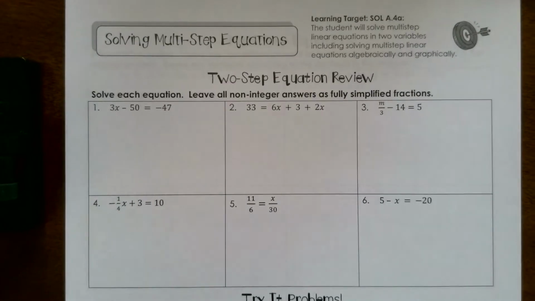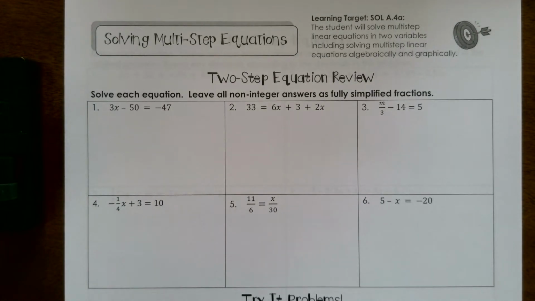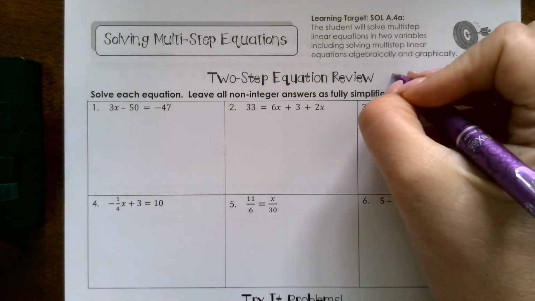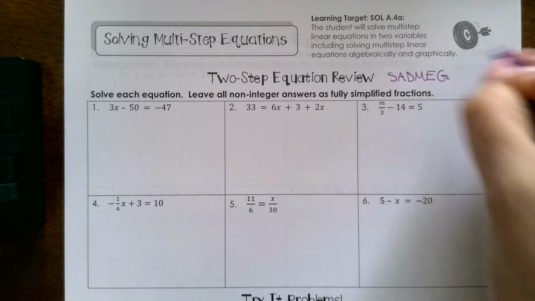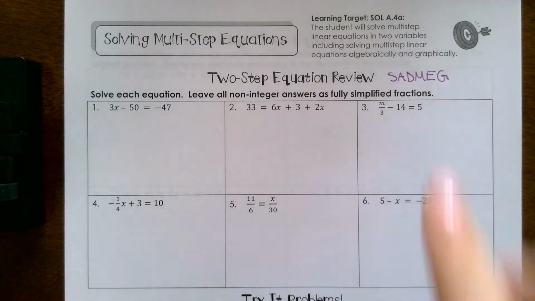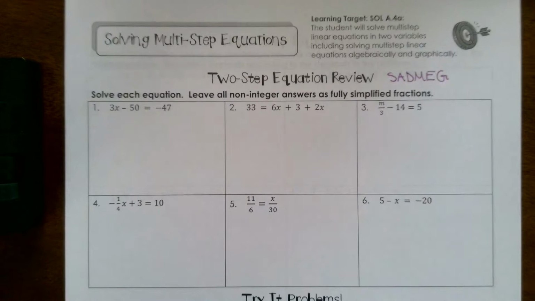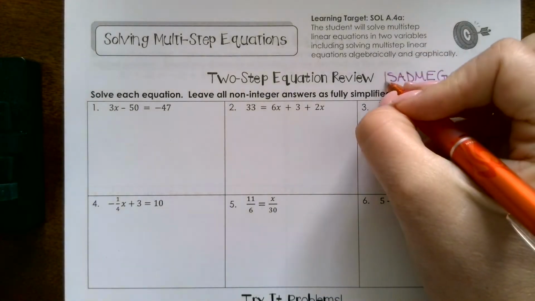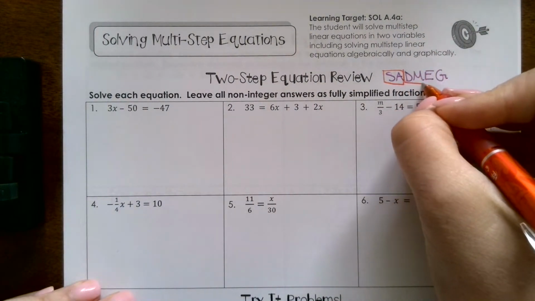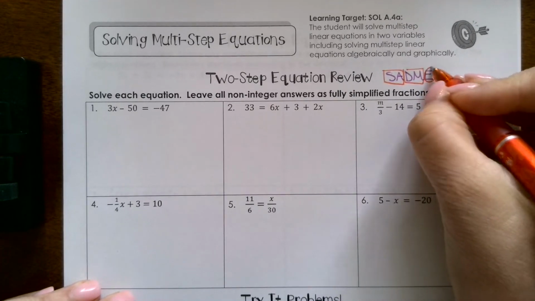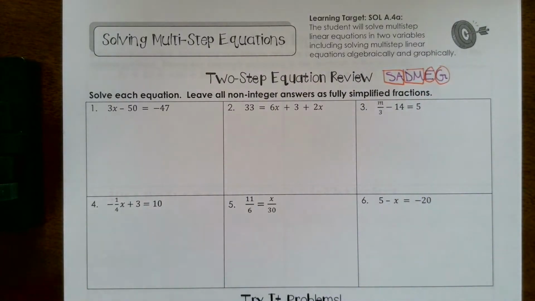So just as a quick review of solving two-step equations, remember when I solve two-step equations, I'm following the order of operations, essentially backwards. So I like to write SADMEG. You can see there's GEMDAS. Well, I'm going backwards to solve my two-step equations. I have to get rid of subtraction. I will subtract or add first. Then I will divide or multiply, exponents, then anything in the grouping symbols.